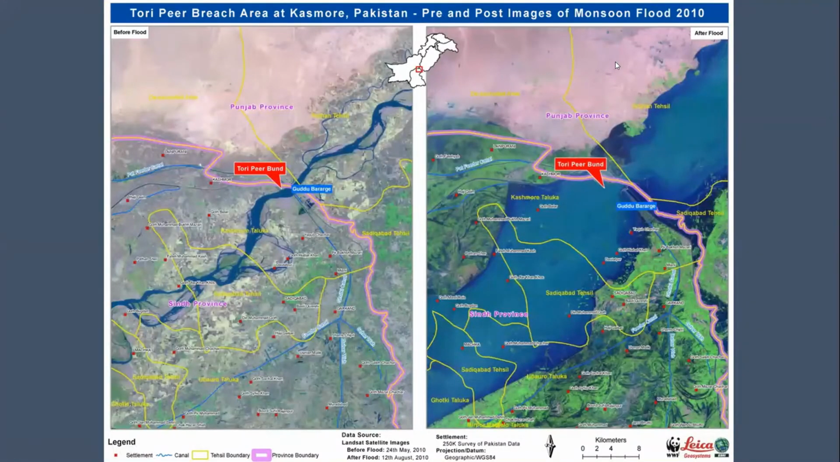This is also a picture of a Toripi breach in the 2010 monsoon floods. You can see this is the before-flood image and this is the after-flood image. So how much area has been inundated after this flood, and how many agriculture fields and houses have been affected by this type of flood.